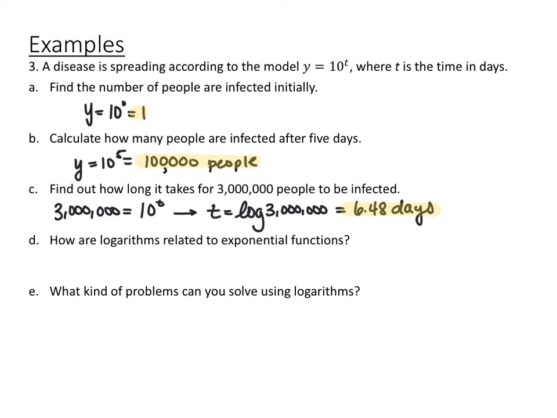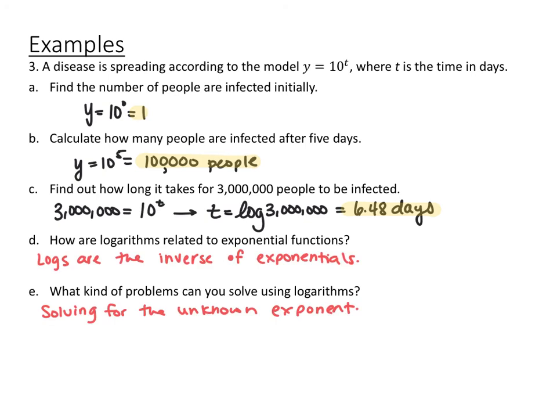So given this, go ahead and pause the video and answer the next two questions. How are logarithms related to exponential functions, and what kind of problems can you solve using logarithms? So logarithms, we mentioned in the very beginning, they're the inverses of exponentials. They undo exponential functions, and the kinds of problems that you solve are the ones where you're solving for the unknown exponent. So whenever you want to find your exponent, that's what a logarithm does. It undoes an exponential and gives you your answer, which is whatever the exponent should be.